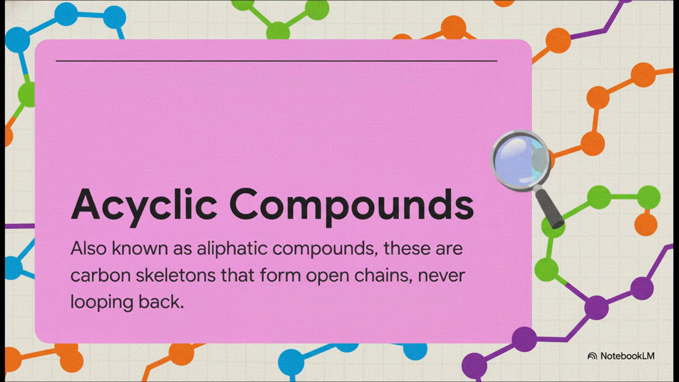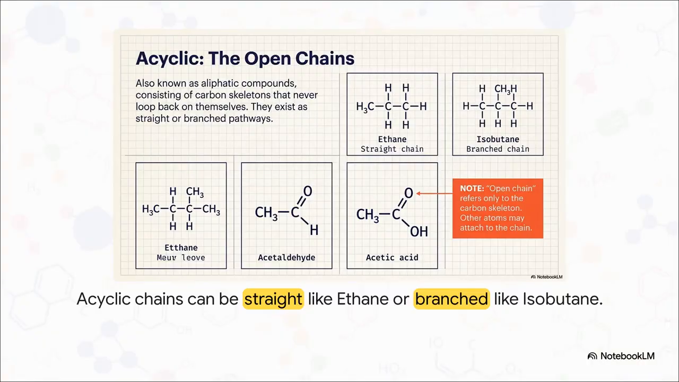So let's focus on those open chains for a second. The official term is acyclic, which literally just means not a cycle. You'll also hear them called aliphatic compounds. But the crucial point to remember is that their carbon skeleton is a line, not a loop. Simple as that. Now, even these open chains aren't all the same. It might be a simple straight line of carbons like we see in ethane, or it can have branches coming off the main path like in isobutane. Now, the note on the right is key here. The term open chain only refers to the carbon skeleton. Other atoms can and very often do attach to that chain, but we'll get to that in just a bit.